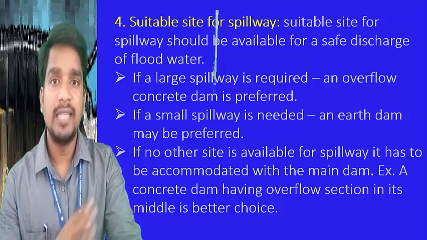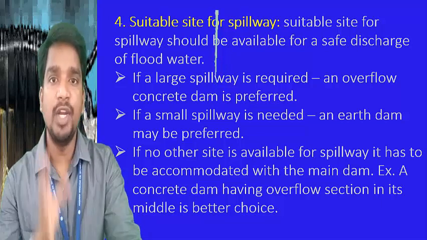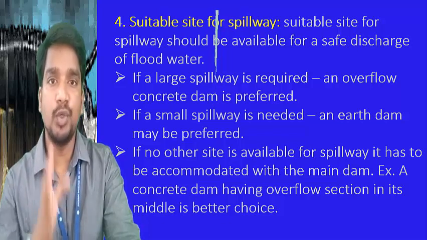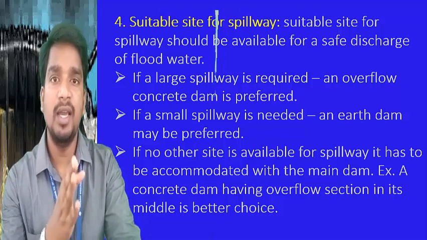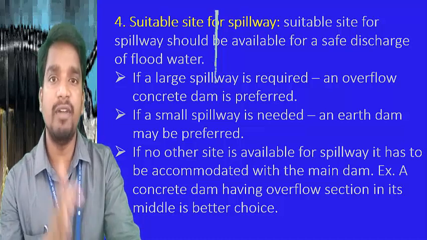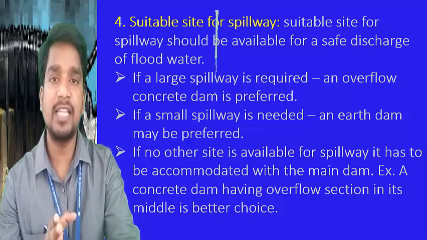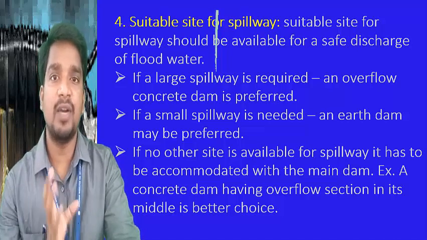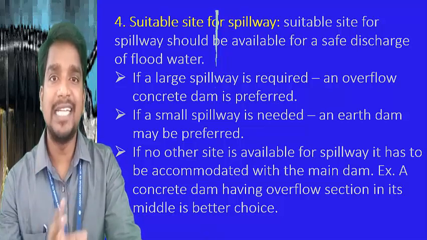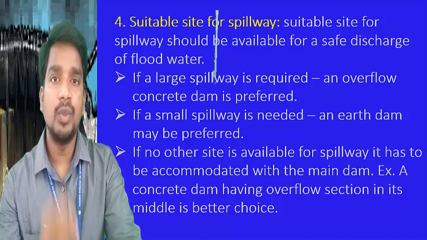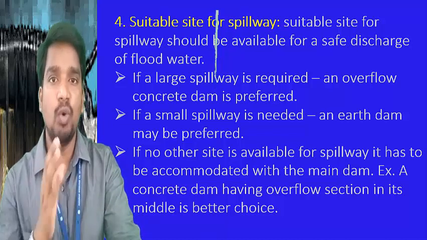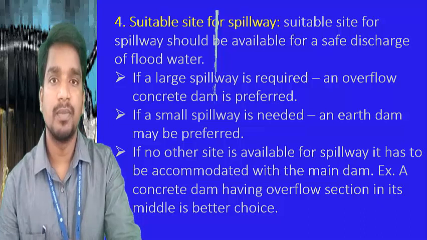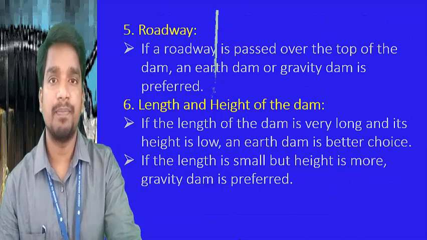For example, there is no separate site for the spillway, but you need to provide an outlet at any cost, meaning a spillway needs to be provided. In that particular case, what we need to do is accommodate both in a single hydraulic structure, meaning along with the dam, at the middle, you need to give a spillway. That is the only option if no other site is available for the spillway.